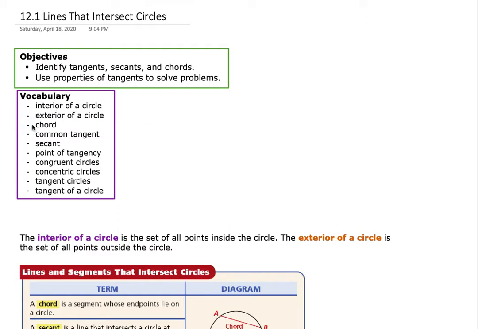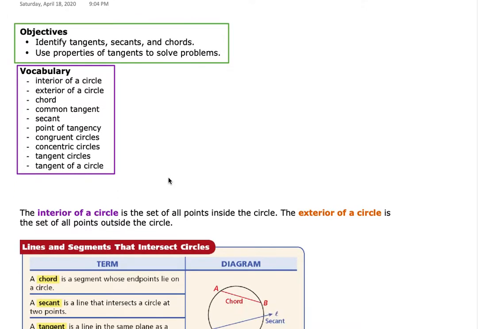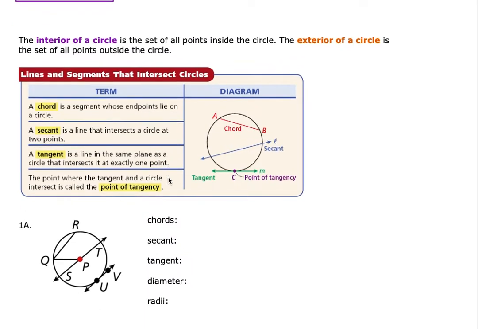So we have a whole bunch of vocab: interior of a circle, exterior of a circle, chord, common tangent, secant, point of tangency, congruent circles, concentric circles, tangent circles, and tangent of a circle. Let's get started. I think you knew this one. The interior of a circle is a set of all points inside the circle, and the exterior of a circle is a set of all points outside the circle. You should also know what a chord is, a segment whose endpoints lie on a circle.